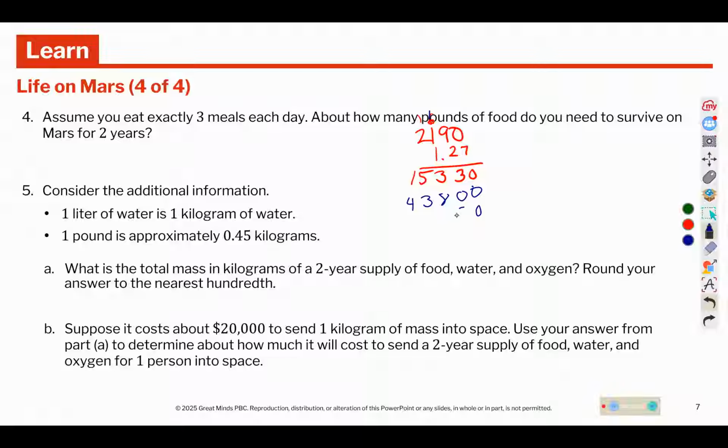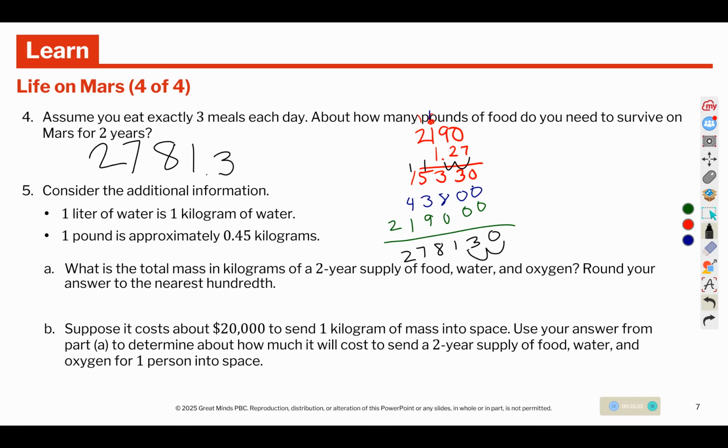Now put 2 spacers. Oops, I wanted to change it to green. 1 times 0 is 0. 1 times 9, 1 times 1, and 1 times 2. Add them all up. There's 2 decimal spots, so I need 2 here as well, for 2,781.3 pounds of food.